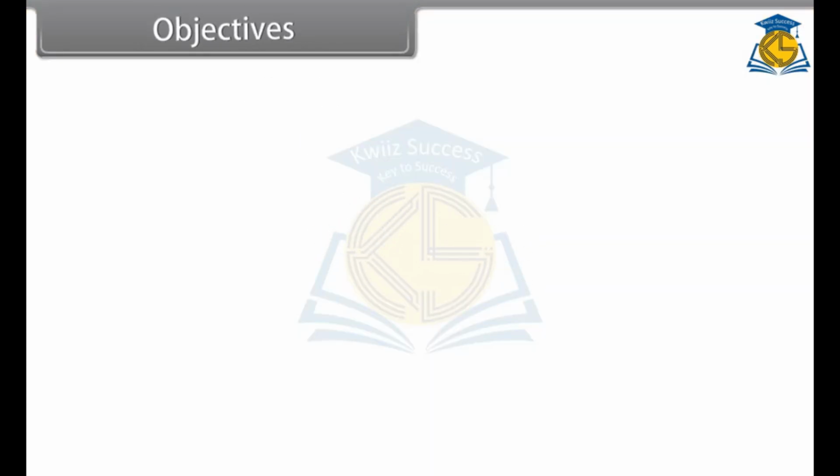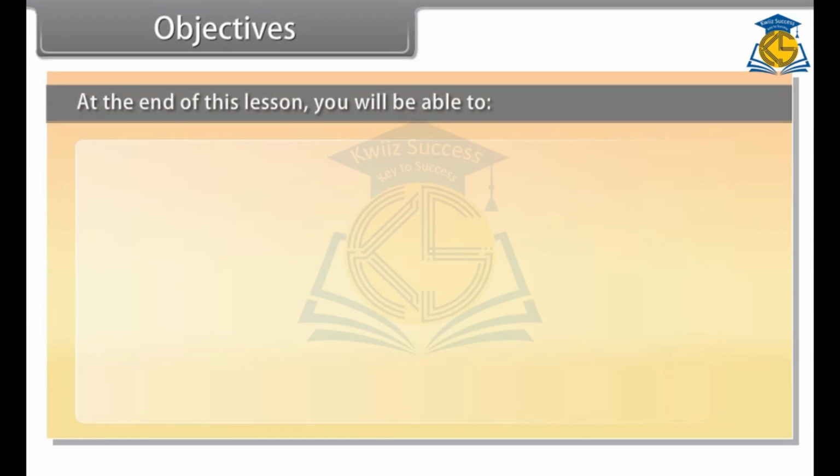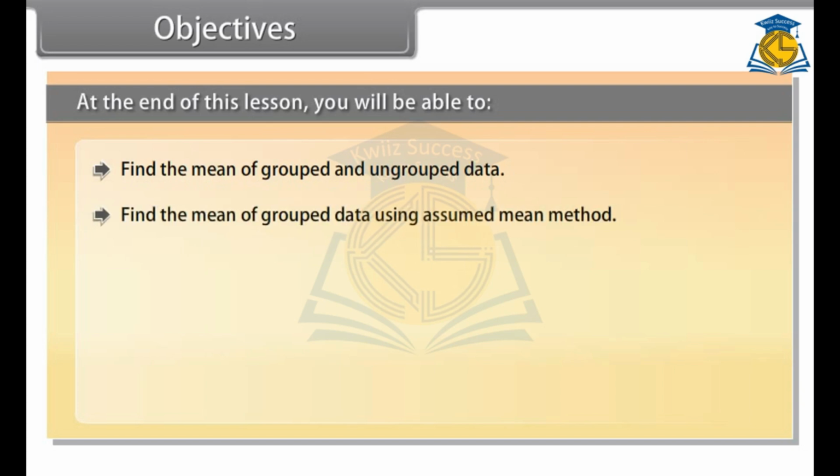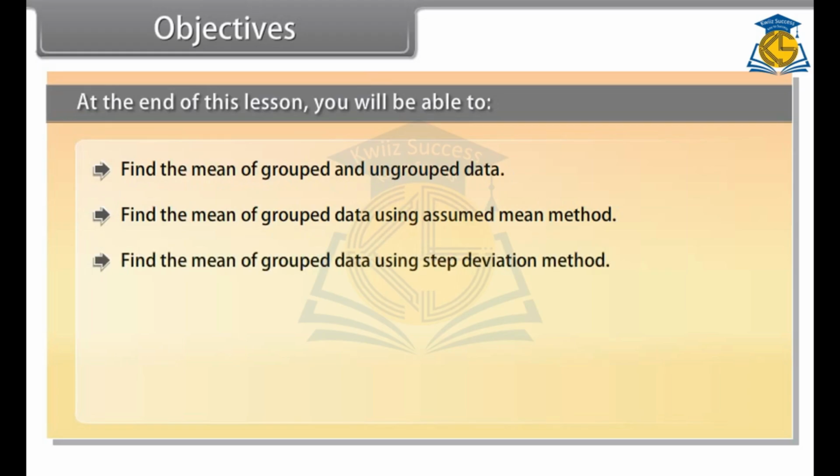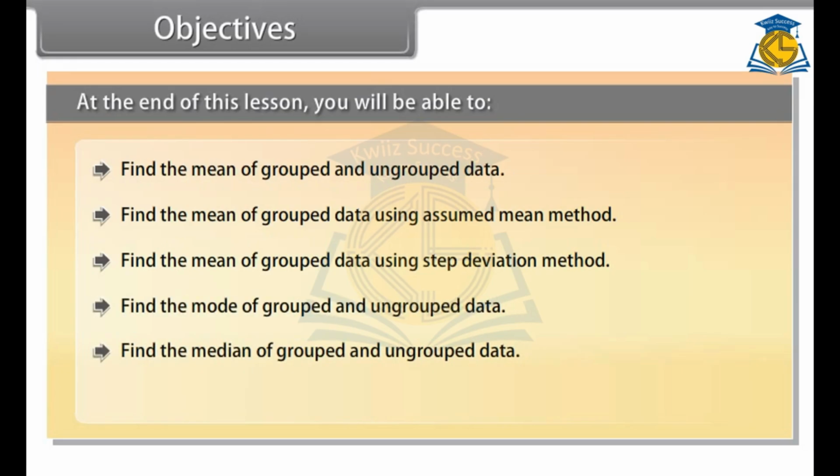Objectives. At the end of this lesson, you will be able to find the mean of grouped and ungrouped data. Find the mean of grouped data using assumed mean method. Find the mean of grouped data using step deviation method. Find the mode of grouped and ungrouped data. Find the median of grouped and ungrouped data. Analyze cumulative frequency distribution.